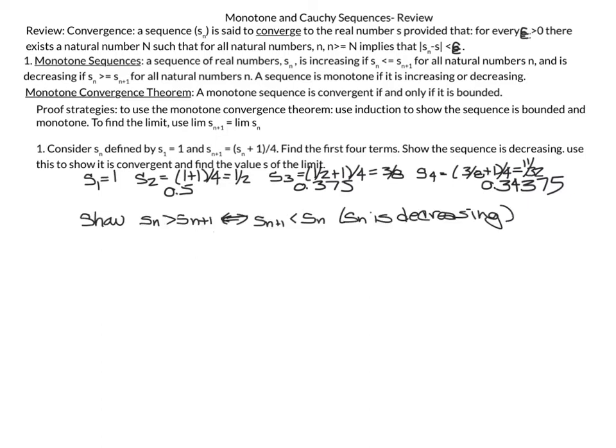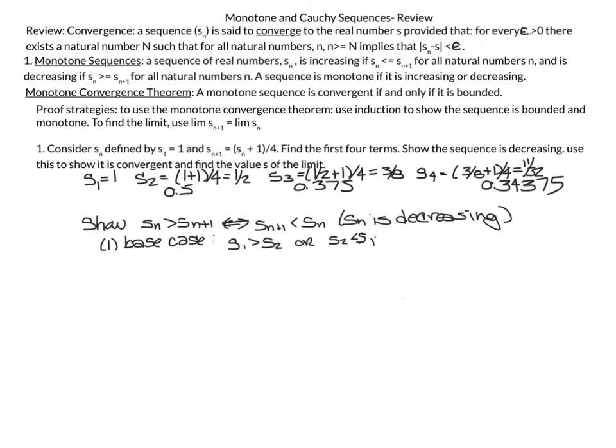And to show that Sn is decreasing, I need to show that Sn is greater than S of n plus 1, or equivalently S of n plus 1 is less than S of n. And like the other example, because our sequence is defined by a base case and then a recursive case where each subsequent S of n plus 1 is dependent on S of n, we're going to use induction to show that it is decreasing. And I'm going to do this using induction. So my base case, S1 is greater than S2.